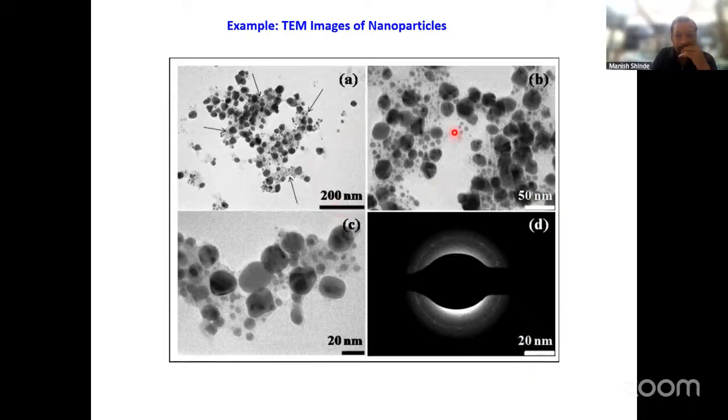Now, we magnified this. Again, magnified this. Now, at this magnification, the scale is 20 nanometer. That means this distance is 20 nanometer. So this particle may be around 30 nanometer. This may be around 40 nanometer.